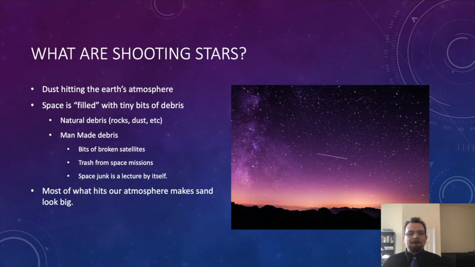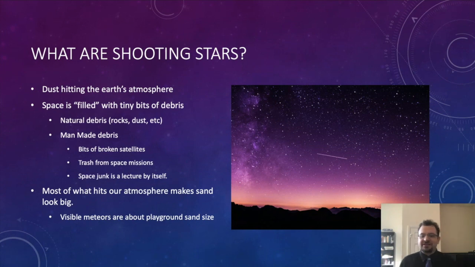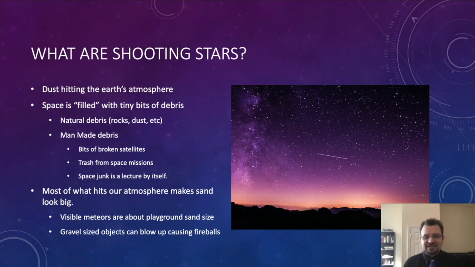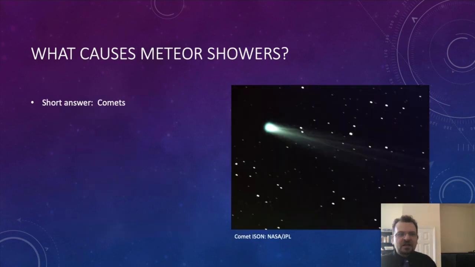So most of what hits our atmosphere makes sand look big. Visible meteors are about the size of playground sand, and bigger objects, like gravel-sized, can actually blow up as fireballs. And these sometimes are even big enough that they make the news. So what causes meteor showers? The short answer to that one is comets.